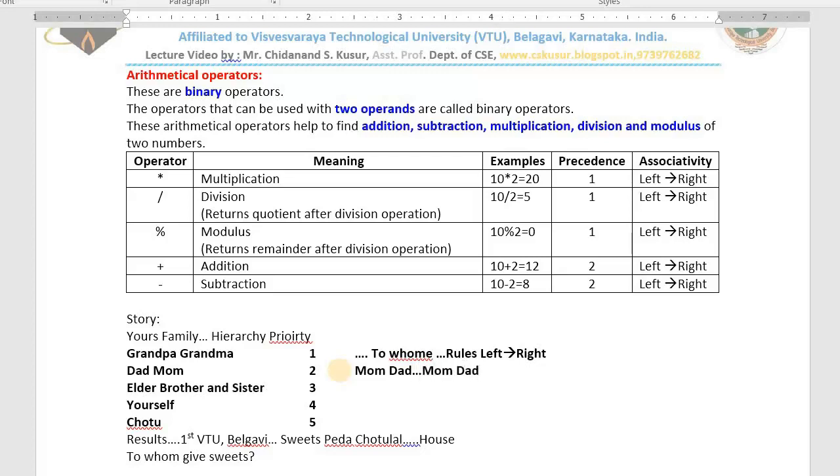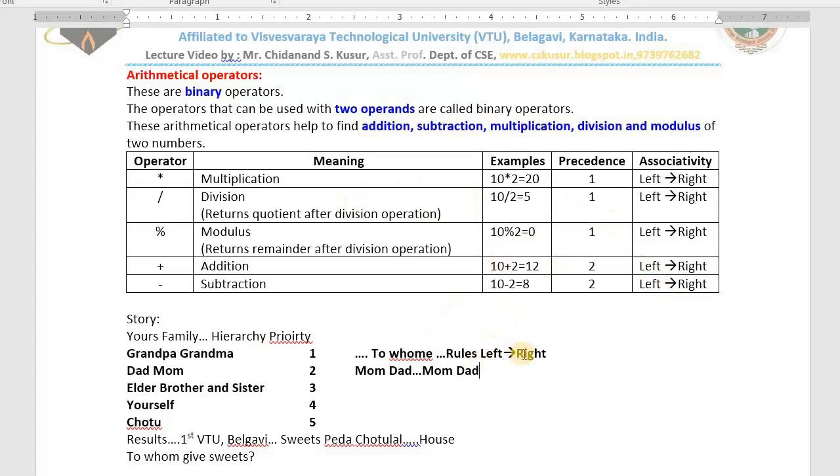If dad is standing at the left side, give to dad first. Brother and sister, left to right. Yourself, eat. Chotu, give to him, he eats. Okay. Some operators are having left to right, some operators are having right to left. I will explain shortly. And I hope you understood now what is associativity and what is precedence.